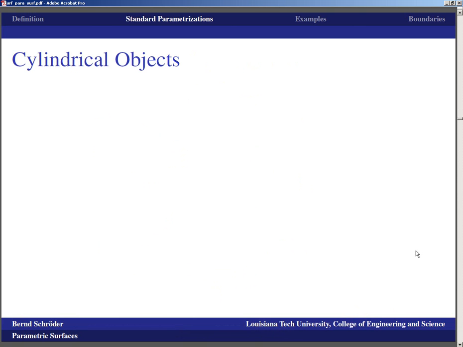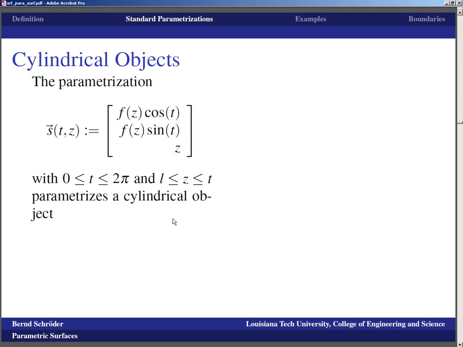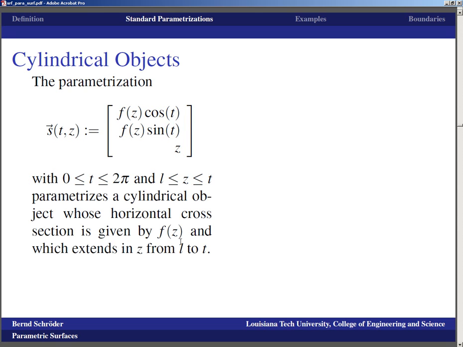To model cylindrical objects, we would use a parametrization S of t, z being f of z cosine t, f of z sine t. That gives us a circle at height z that has radius f of z, which does exactly what we showed in the previous animation: the radius varies with the height. Now t goes from 0 to 2 pi, and the lower bound is less than or equal to z, which is less than or equal to the top bound. That parameterizes this cylindrical object, with horizontal cross-section given by f of z and extending in z from the lower bound to the top.